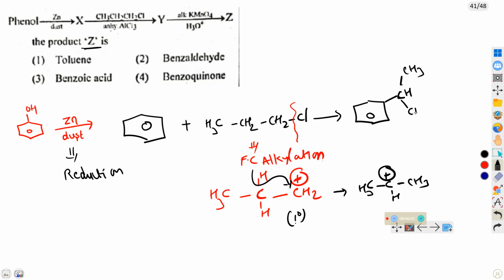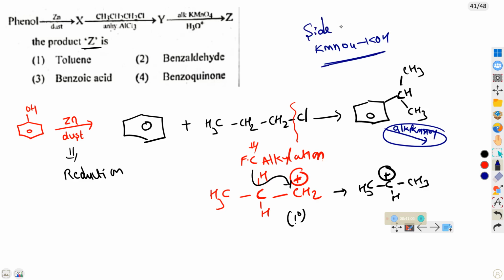CH3, CH3. Now isopropyl benzene reacts with the alkaline KMnO4. Alkaline KMnO4 is also written as KMnO4, KOH. Which process takes place? Side chain oxidation process takes place irrespective of carbon chain length, and it gives carboxylic acid. Benzoic acid is the final product.